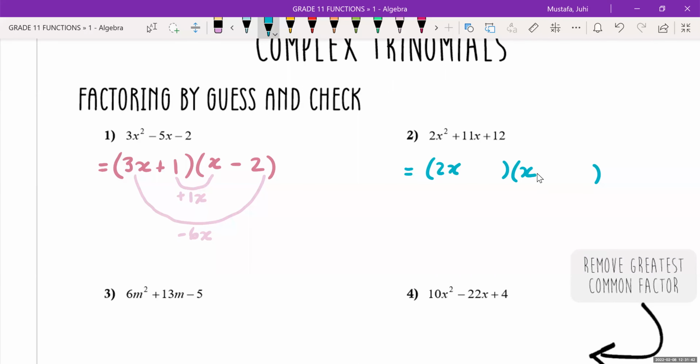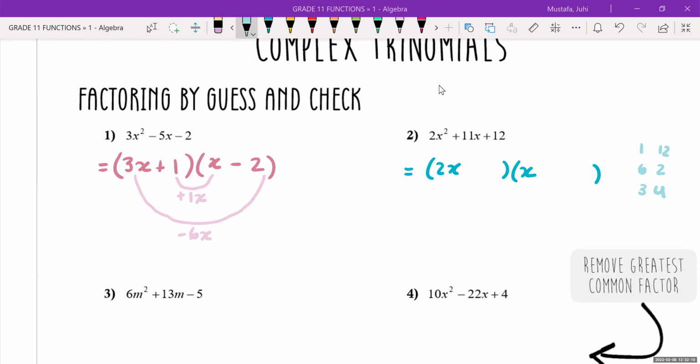Now we have a bunch of different options for 12. We have 1 times 12, 6 times 2, 3 times 4. How are we going to know which one of these pairs to choose from? So I have a little trick. I always start off by choosing the numbers that are closest together. And I would say 90% of the time this works.